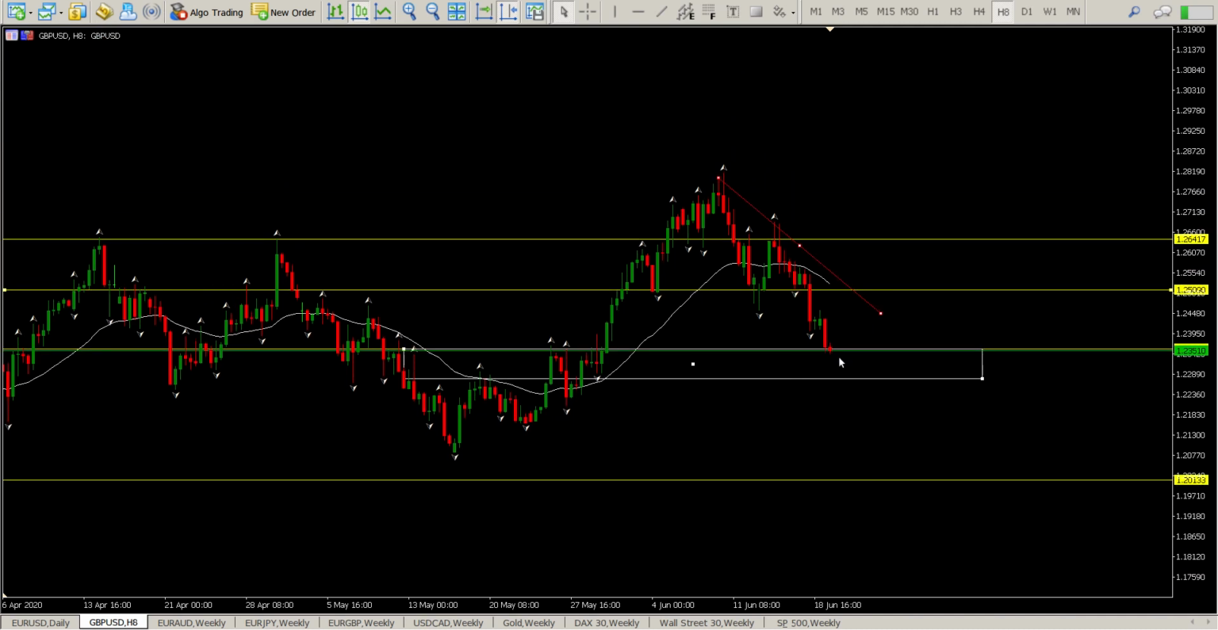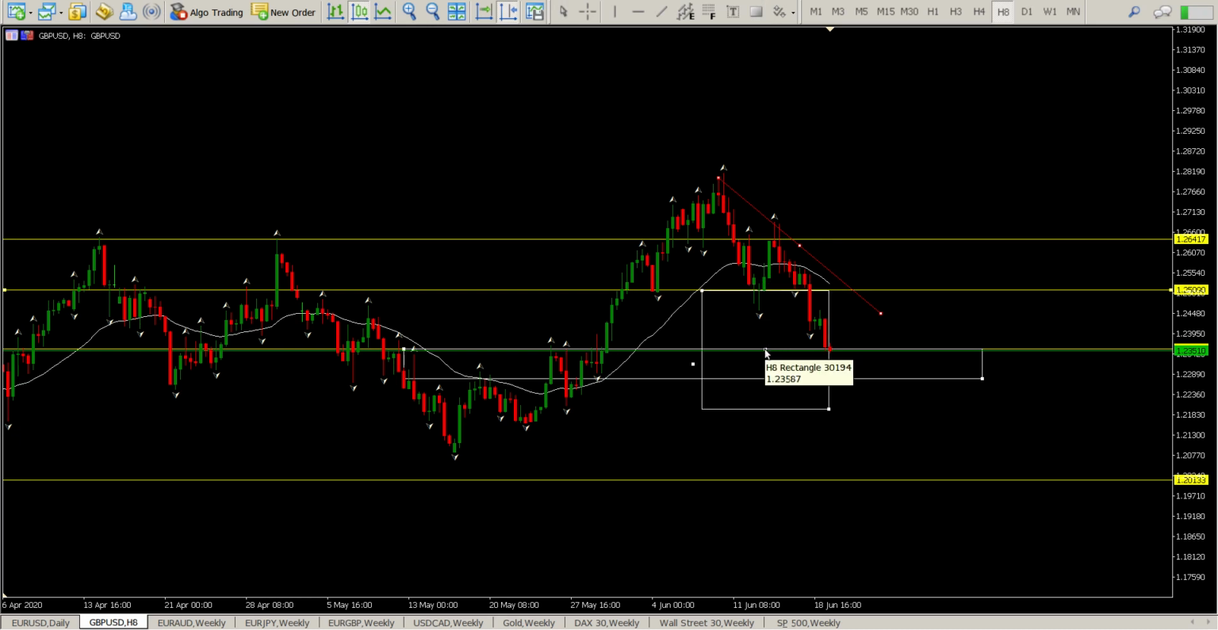We could bounce off here for a second leg up, or alternatively, we could bounce up a little bit, hit this head and shoulders neckline, and then bounce down for the head and shoulders target. Head and shoulders targets, that's why we add it. Let's just get that.